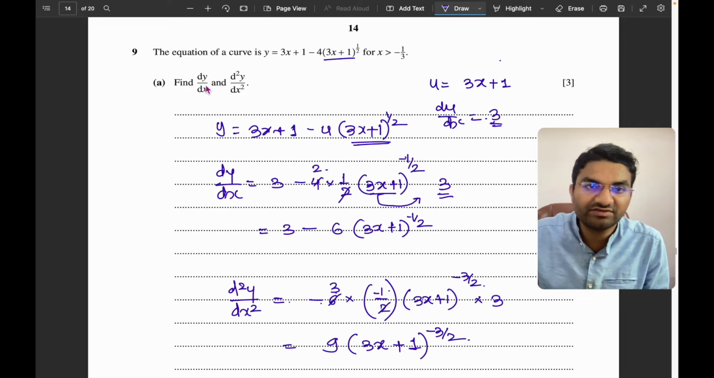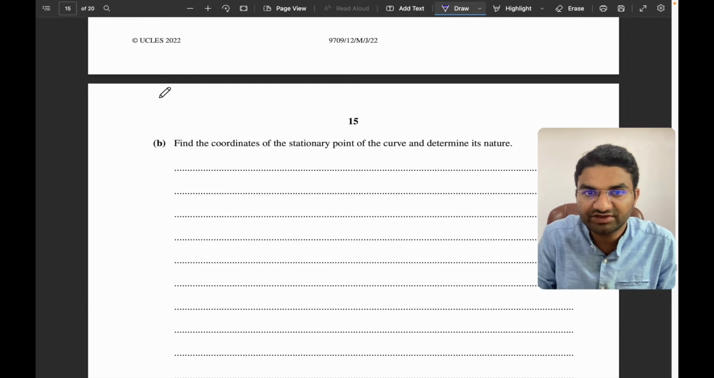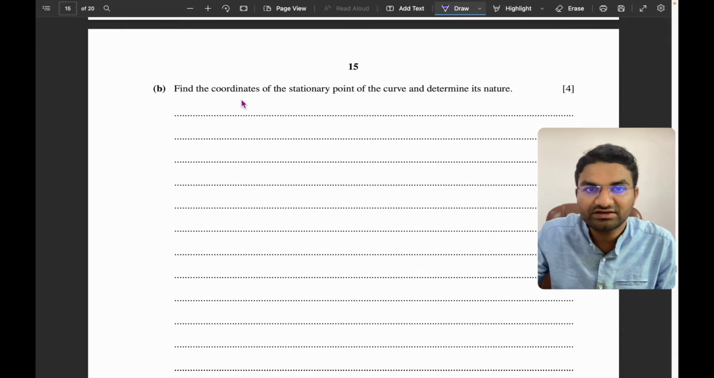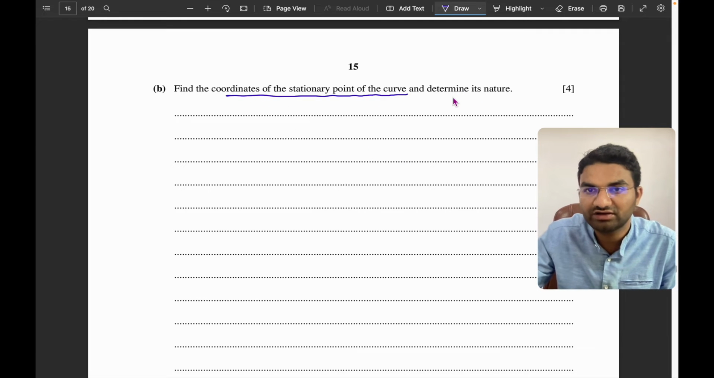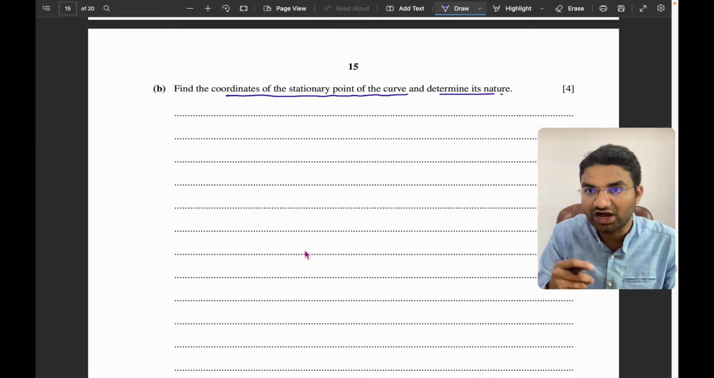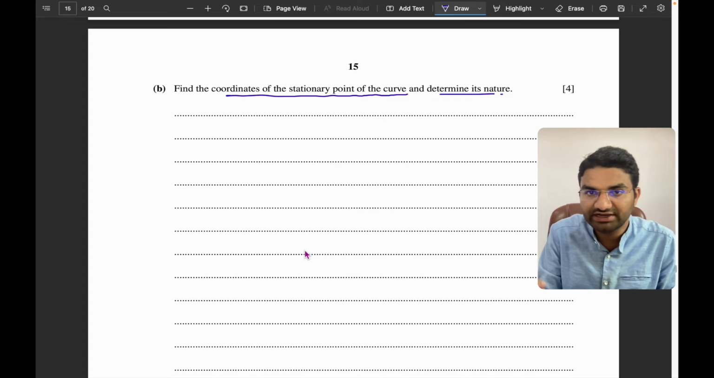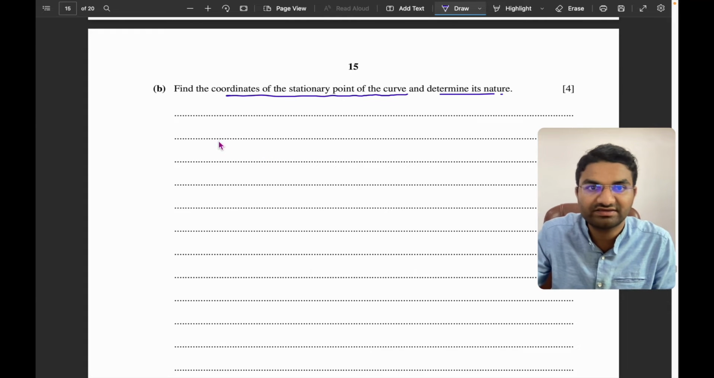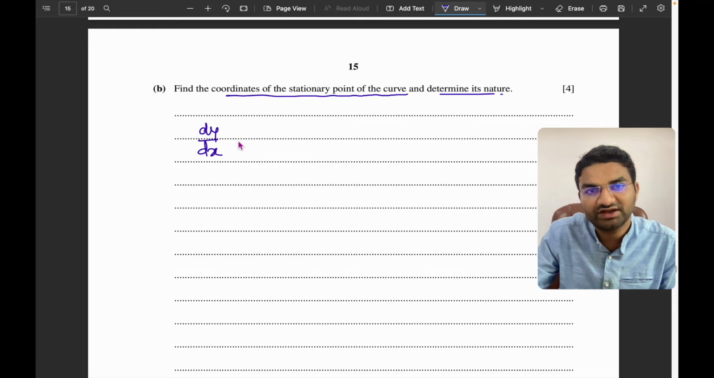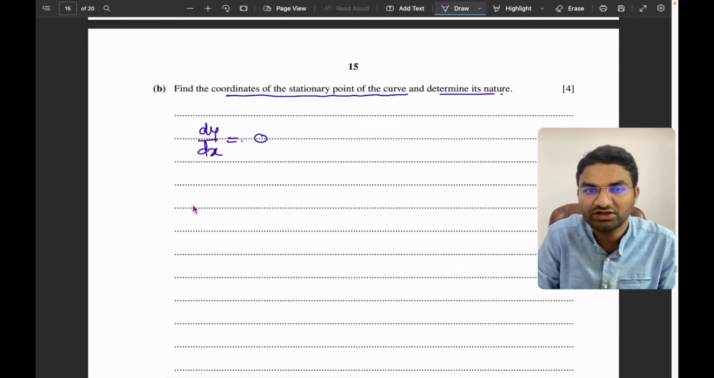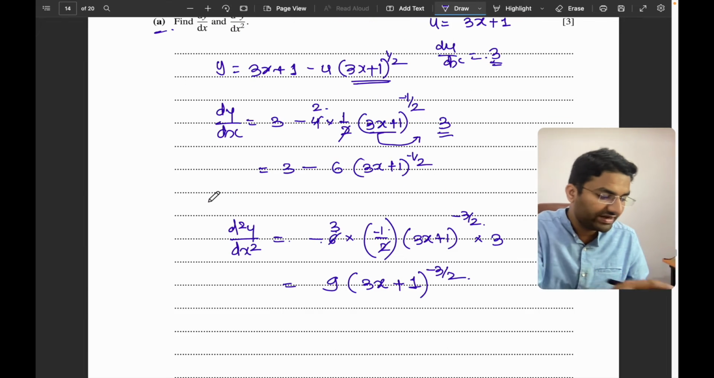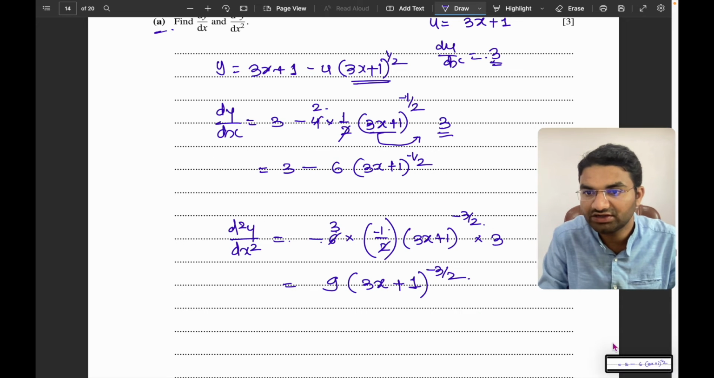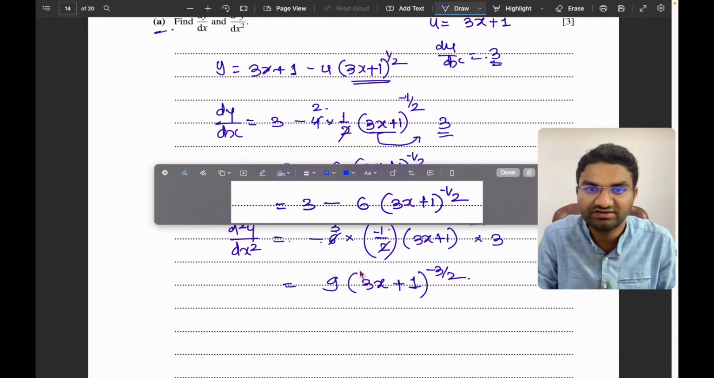Getting it? Then next, this is the first part, right? The second part of this question is to find the coordinates of a stationary point of the curve and determine its nature. So how to find the stationary point? You have to take the derivative and equate it with 0. We already found dy by dx. Here dy by dx is equal to 0, and I will take a screenshot so that it will help us.